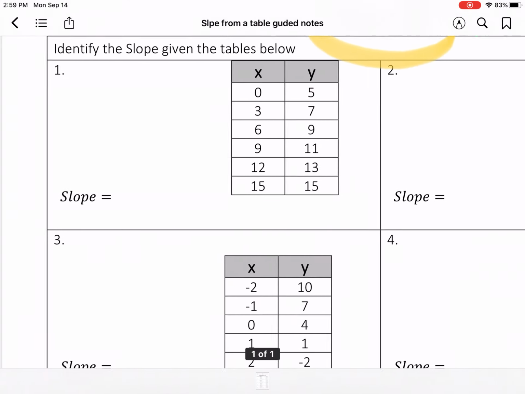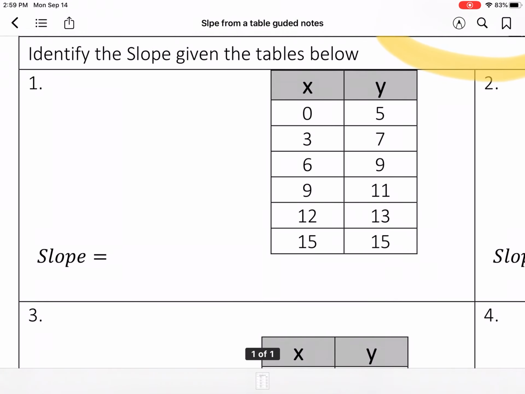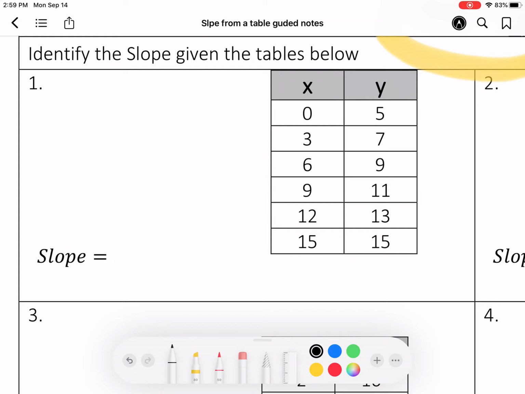All right, so let's look here at number 1, and I'm going to blow this up so we have some room. Remember we said this was going to be the change in y over the change in x. For change, I need two different values, so we're going to take these first two values and label them 1 and 2. It's y2 minus y1 over x2 minus x1. So we got y2, which is 7, minus y1, which is 5, over x2, which is 3, and x1, which is 0.